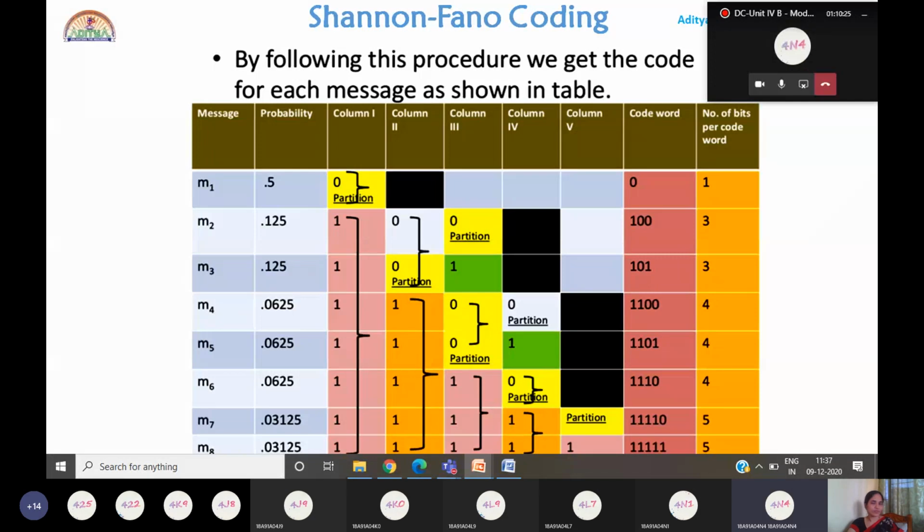Next, what will you do? Find the average code word length. Tell me the equation for the average. L is equal to summation k equals 1 to 8 pk into length of the corresponding code word. Very good. So how do you write the equation here? 0.5 into 1 plus 0.125 into 3 plus 0.125 into 3 plus 0.0625 into 4 plus 0.0625 into 4 plus 0.0625 into 4 plus 0.03125 into 5 plus 0.03125 into 5.